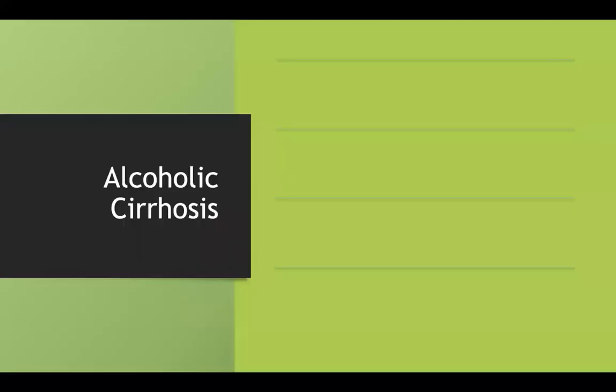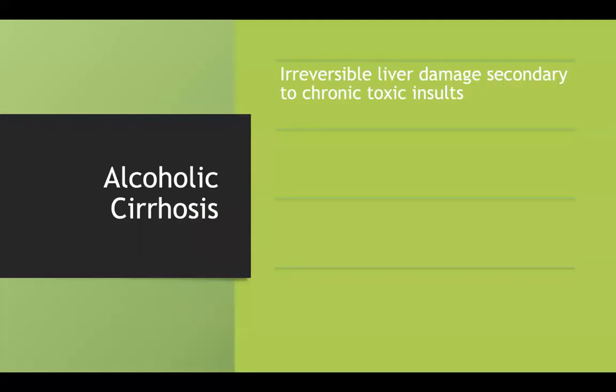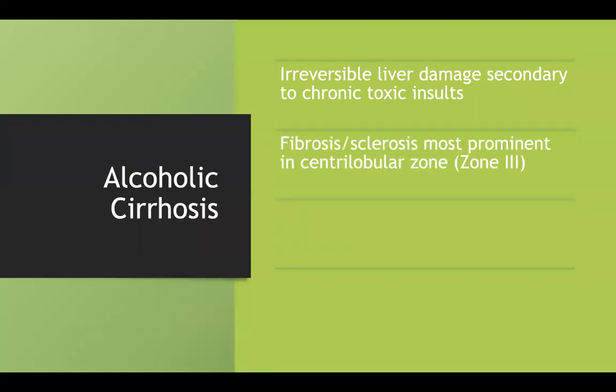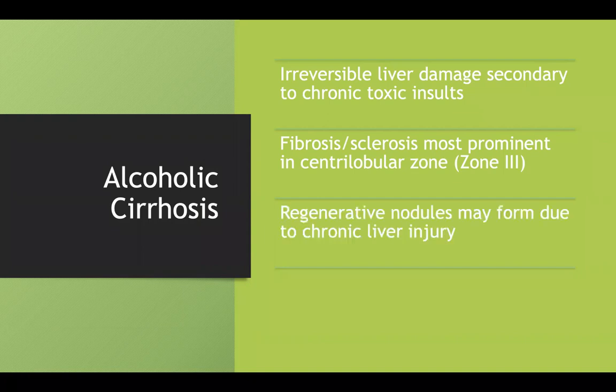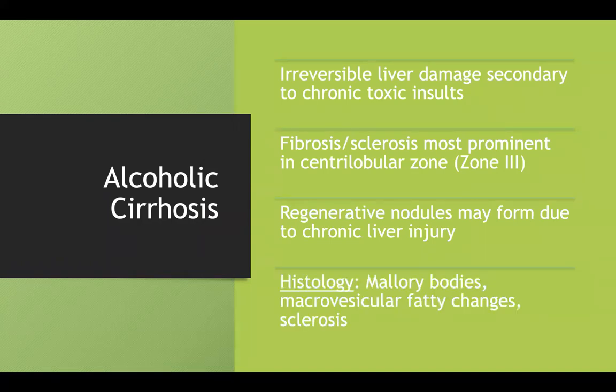And alcoholic cirrhosis is just basically the final form of each of these diseases. So it's going to be irreversible liver damage because of these chronic insults. This fibrosis and sclerosis is most noticeable in the centrilobular zone of the liver, which again shouldn't surprise you, given the propensity of that zone to have a lot of P450 enzymes and a lot of mitochondria. You might have regenerative nodules form due to that chronic liver injury, and you'll see regenerative nodules in a lot of forms of cirrhosis. And the histology is pretty much the same that we just saw. You'll see Mallory bodies, you'll see macrovesicular fatty changes, and you can see sclerosis and fibrosis.